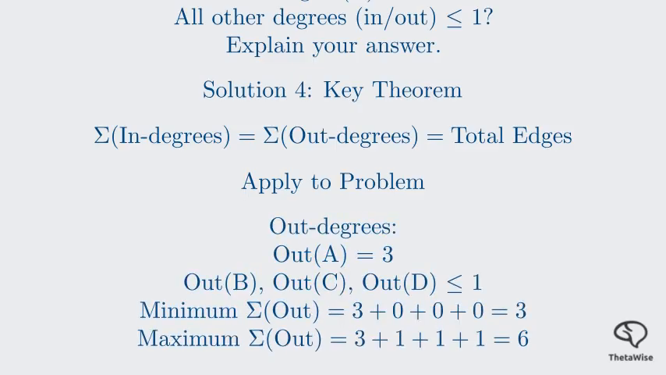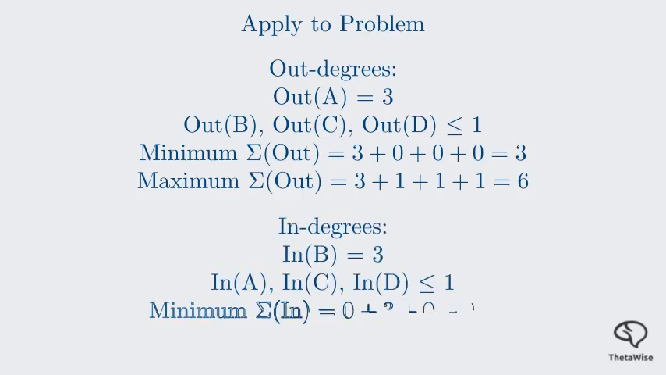We are told the out degree of A is 3, and the out degrees of B, C, and D are each at most 1. So the minimum total out degree is 3 plus 0 plus 0 plus 0, which is 3. The maximum total out degree is 3 plus 1 plus 1 plus 1, which is 6.